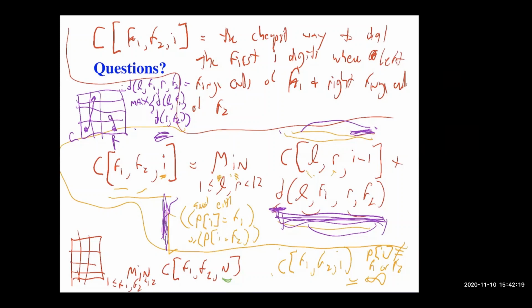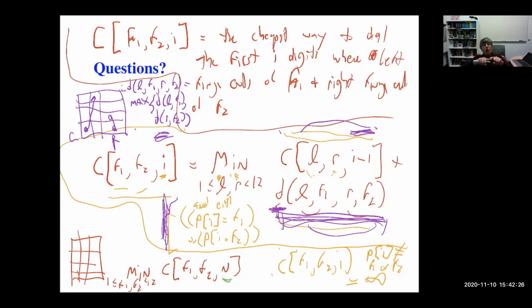So we're trying to move both of our fingers to the same destination I? Remember, I here is not a station. What is I? That's why I insist on writing out my function. What is I? It's the cheapest way to dial the first I digits, right? I is the index into the phone number.